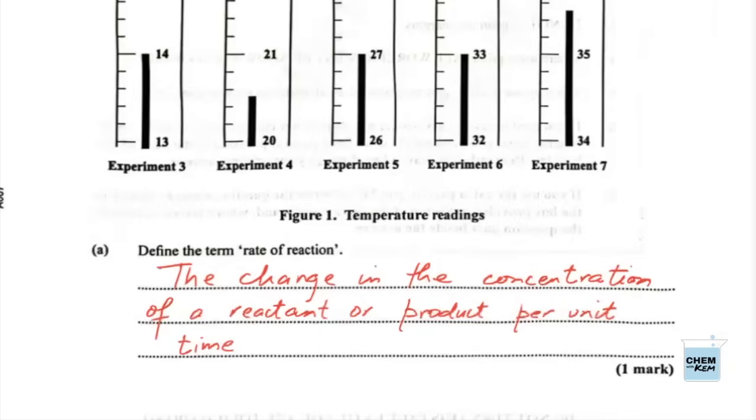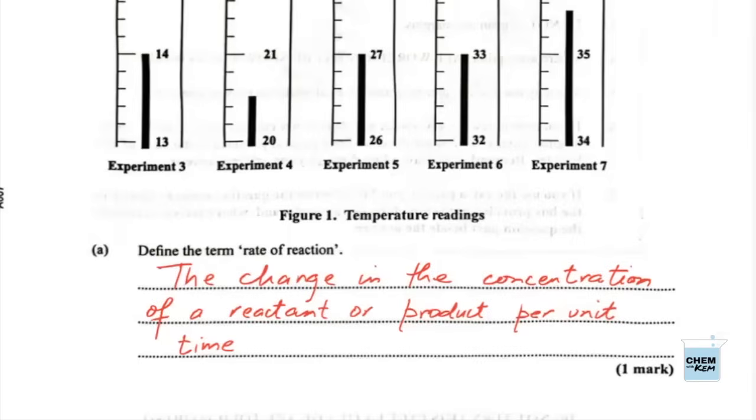Now, we'll need to read off these temperature readings for part C1, which we'll put in a table in a little while. So let's just make a note of them from now, and then we'll fill them out a little later on.